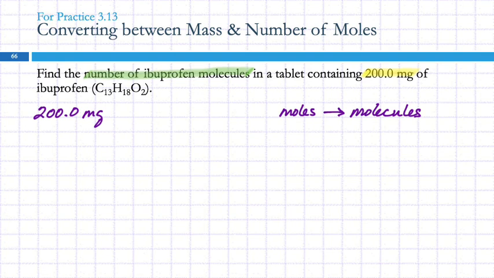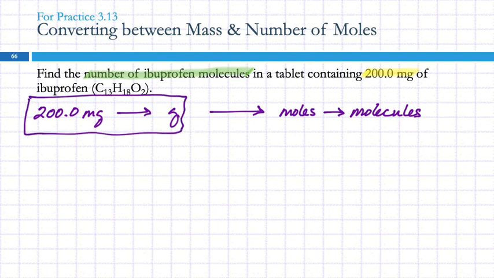And then this is a little weird. Milligrams, we were talking about grams to moles, right? But we also talked about milligrams to grams. So we could go milligrams to grams to moles. I'm going to show you a way that you can combine this into one thing.